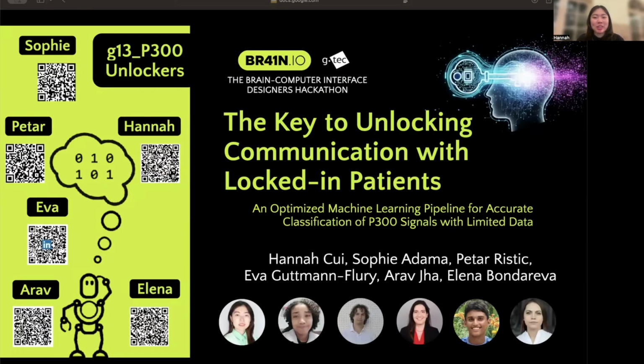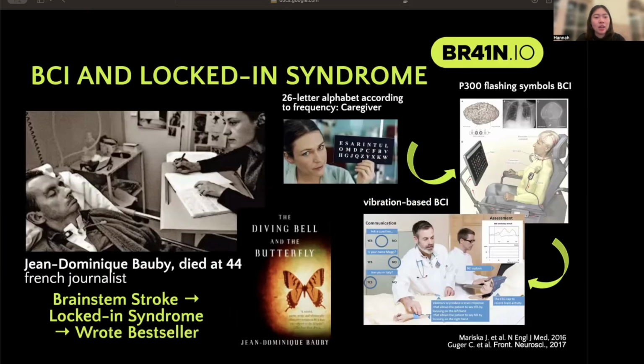Hello, everyone. We are Team Unlockers, and this is our project, the key to unlocking communication with locked-in patients, an optimized machine learning pipeline for accurate classification of P300 signals with limited data. Locked-in patients can't move most of their body. However, we can restore their ability of communication with brain-computer interfaces.